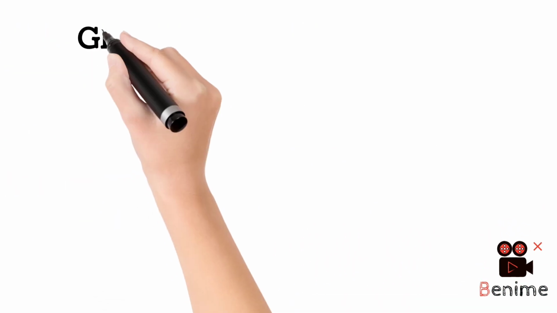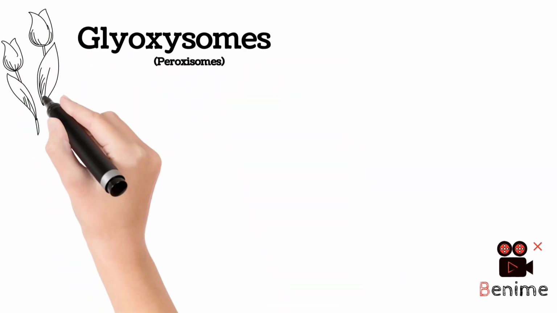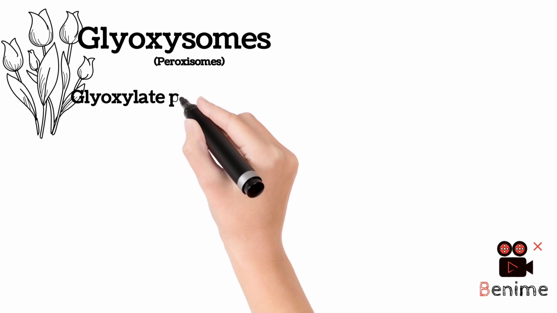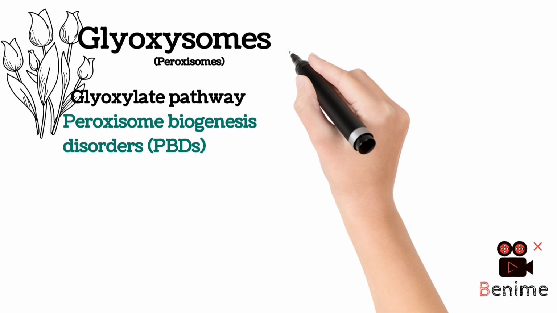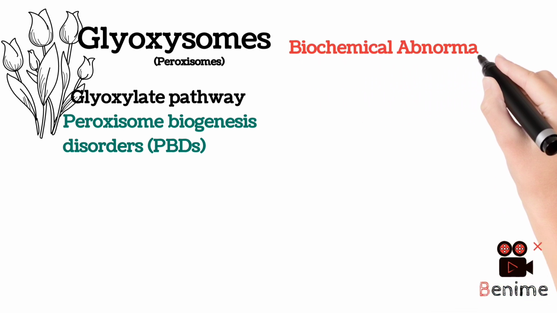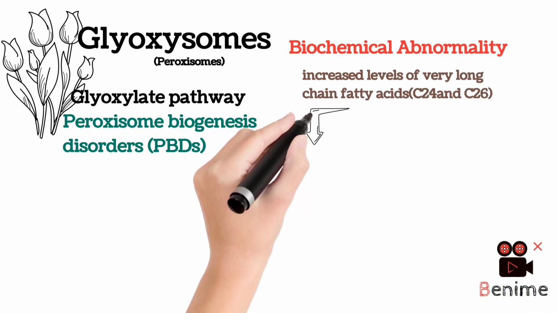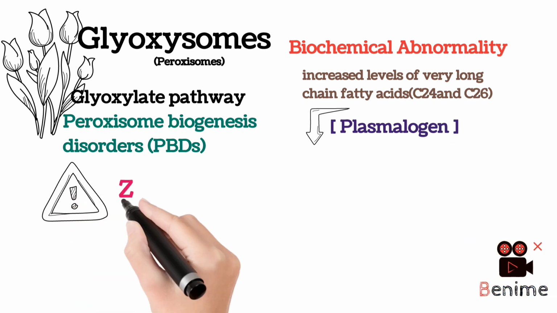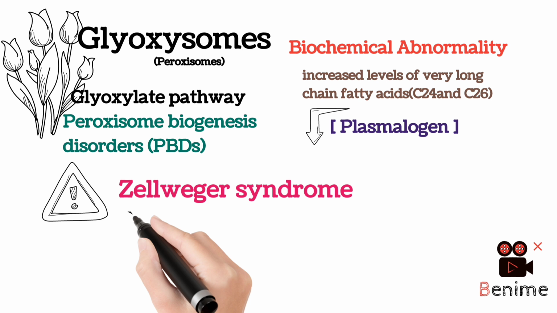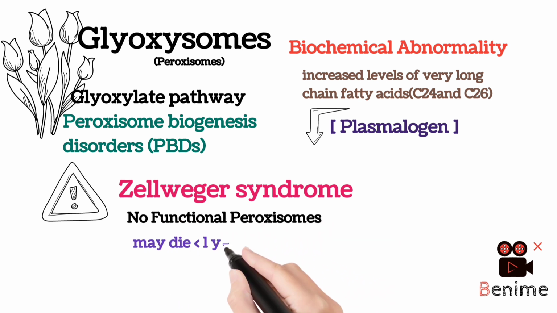Plants contain glyoxysomes, a specialized type of peroxisomes, which are involved in the glyoxylate pathway. Peroxisome biogenesis disorders, PBDs, are a group of rare diseases involving the enzyme activities of peroxisomes. The biochemical abnormalities associated with PBDs include increased levels of very long-chain fatty acids, C24 and C26, and decreased concentrations of plasmalogens. The most severe form of PBDs is Zellweger syndrome, a condition characterized by the absence of functional peroxisomes. The victims of this disease may die within 1 year after birth.